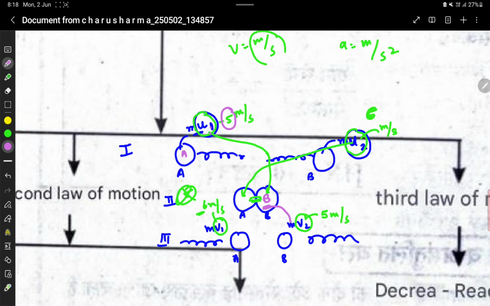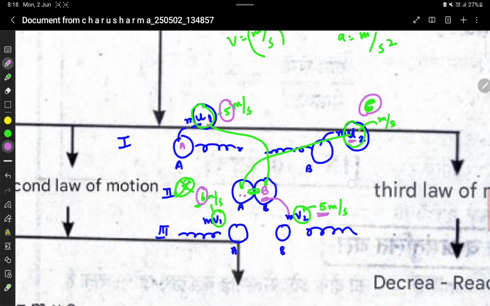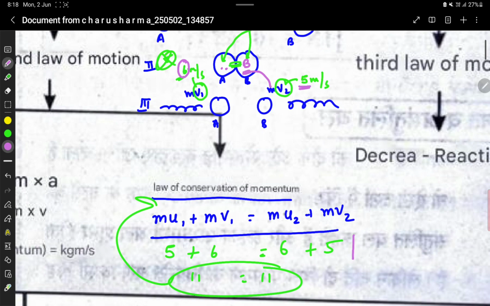That's why ball B is moving with 5, and ball B, moving at 6 meter per second, hit ball A and transferred its speed to ball A. That's why it is moving with 6. That's why we have come up with this solution.